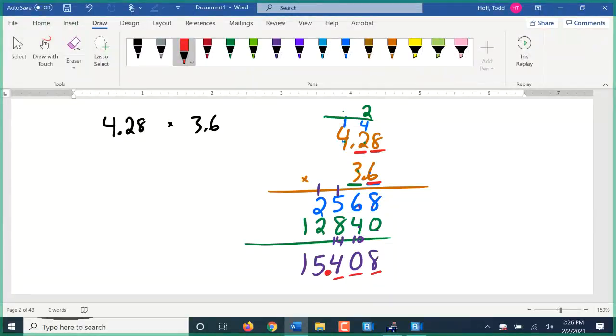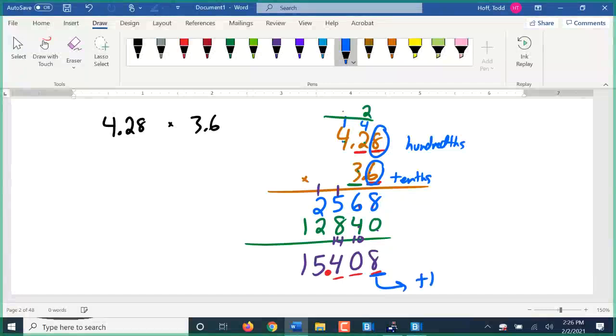Well, there's a couple of other ways to think about that. This is hundredths. This is tenths. Hundredths times tenths better produce a thousandths digit. And that's what it did. Counting those decimal places and putting that many decimal places in the answer is just a way to combine those names.